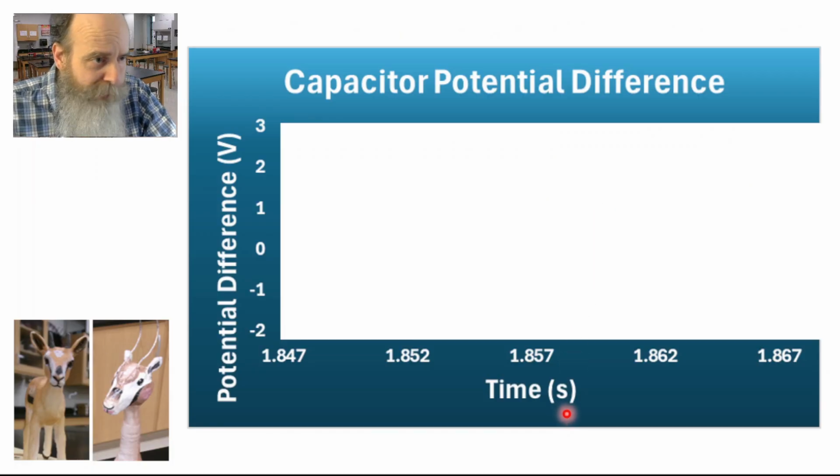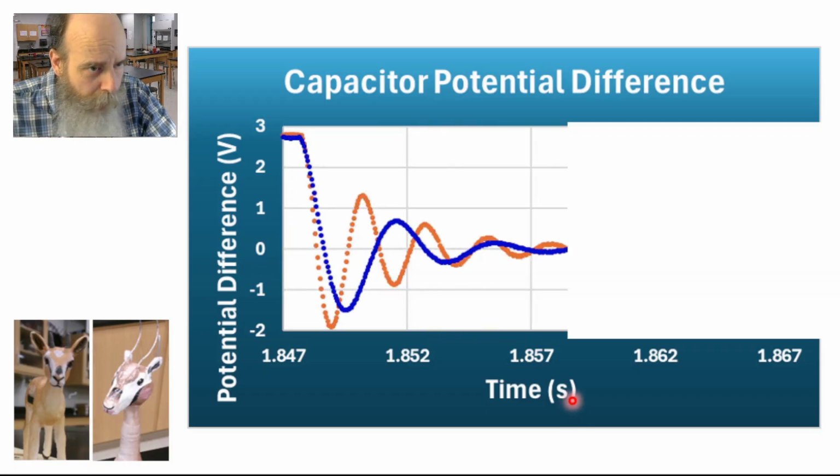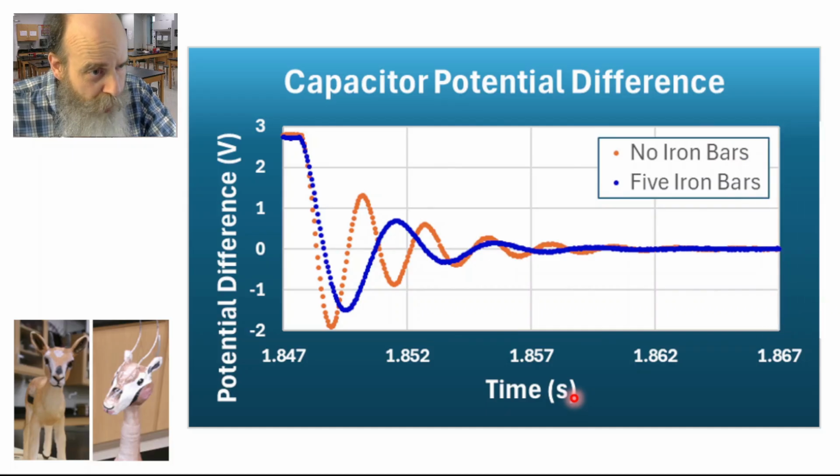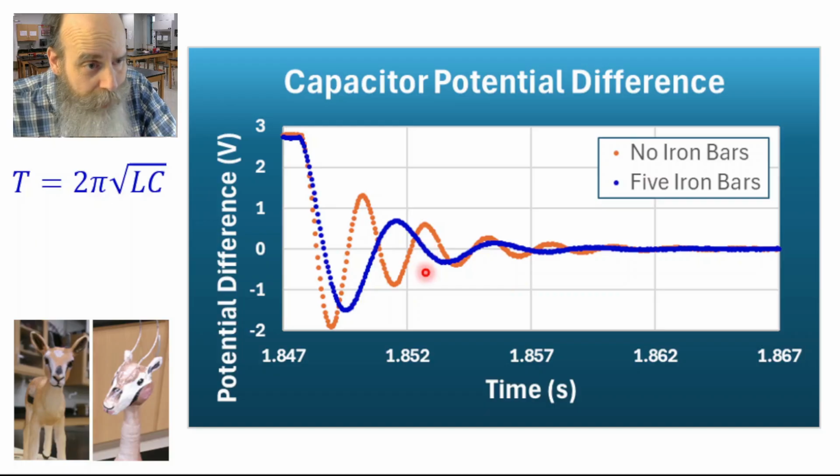Here's a measurement of potential difference across the capacitor versus time for 2 cases. In red is a case where there were no iron bars in the solenoid, and blue is the case where there were 5 iron bars in the solenoid. What do you see about the periods here? With no iron bars, this is the period from here to here. And with iron bars, the period is from here to here. You will note that the period has increased when iron bars are added to the solenoid. That makes sense, because if we increase L, we should increase the period.